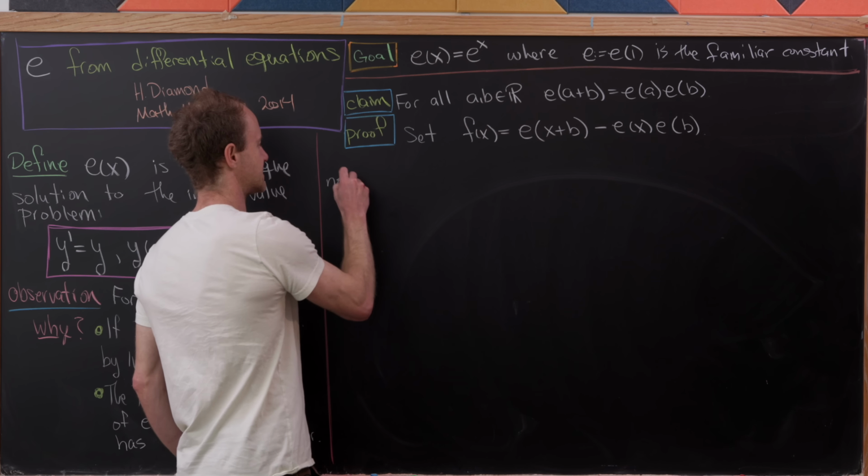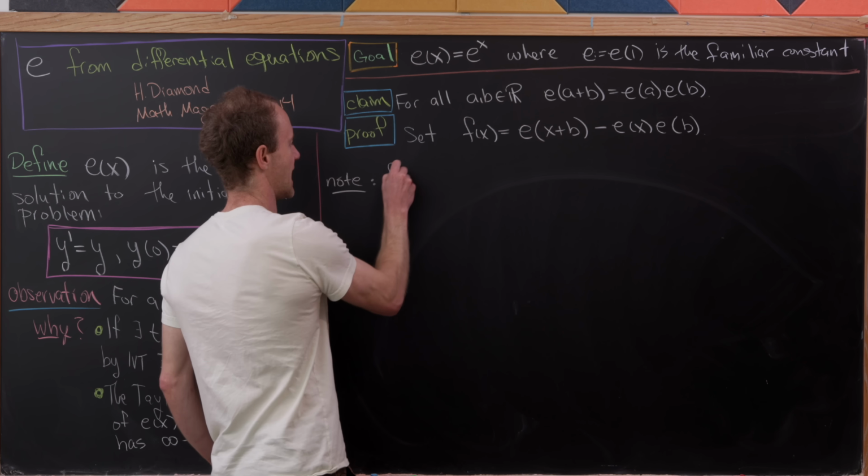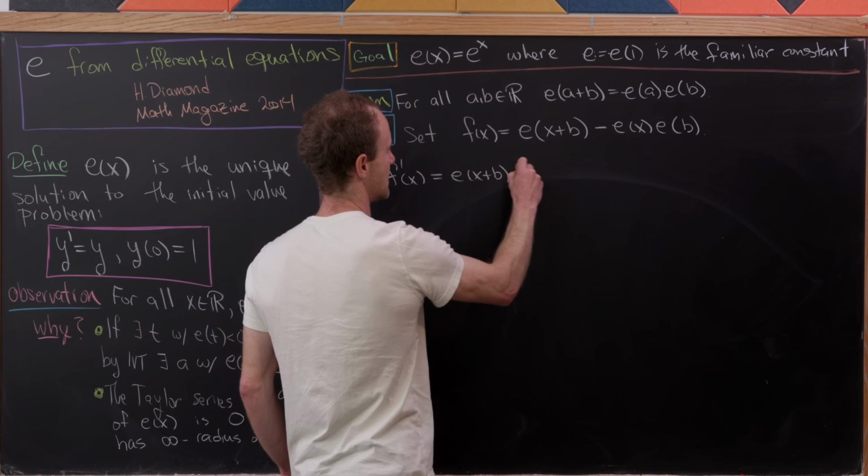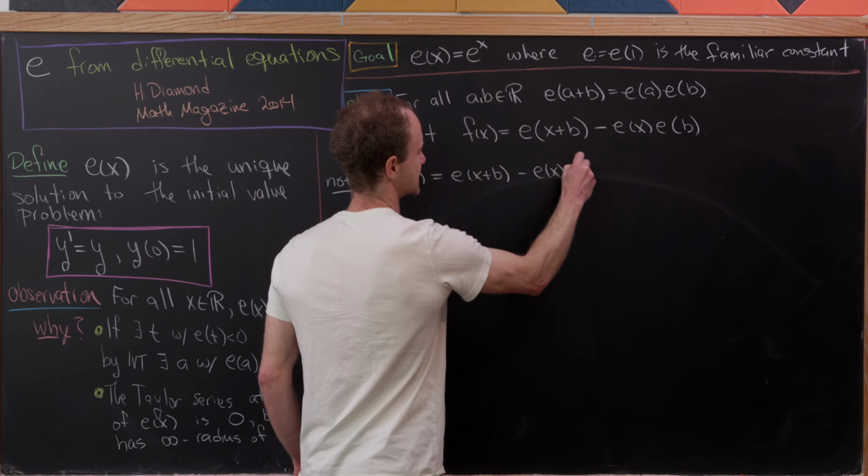And well, let's notice that f'(x) is equal to E(x+b) minus E(x) times E(b). Well, that's by the chain rule for the first term. Our composed function has a derivative of 1. And that's by the constant multiple rule for the second bit. But observe that that's the original function. So we have f' is equal to f(x). So that's perhaps the first thing that we need to notice.